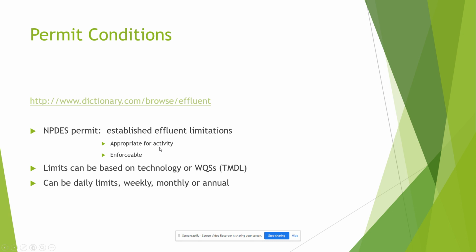It has to be appropriate for the activity, right? The activity and the water quality, I mean, of the water, and they are enforceable by the state and by the EPA. Okay, so your limits can either be technology based or based on those water quality standards with that total maximum daily load. You can say, all right, you can emit this amount per day, this amount per week, this amount per month, this amount per year. All depends on the activity and the way the effluent is tailored for that particular facility.